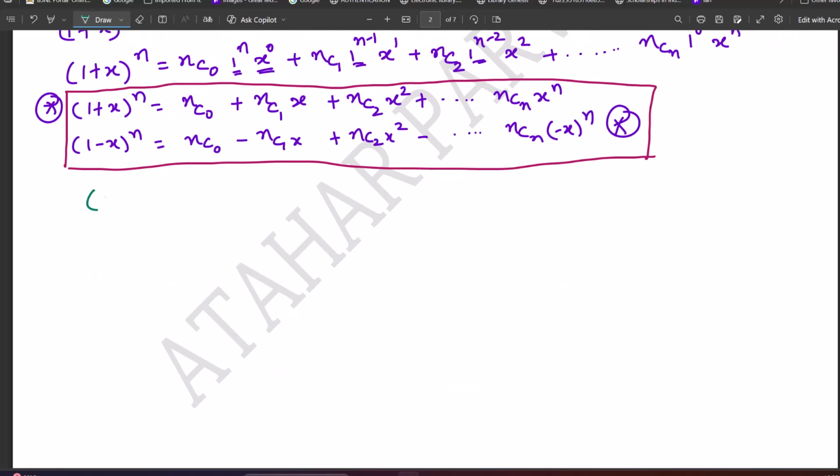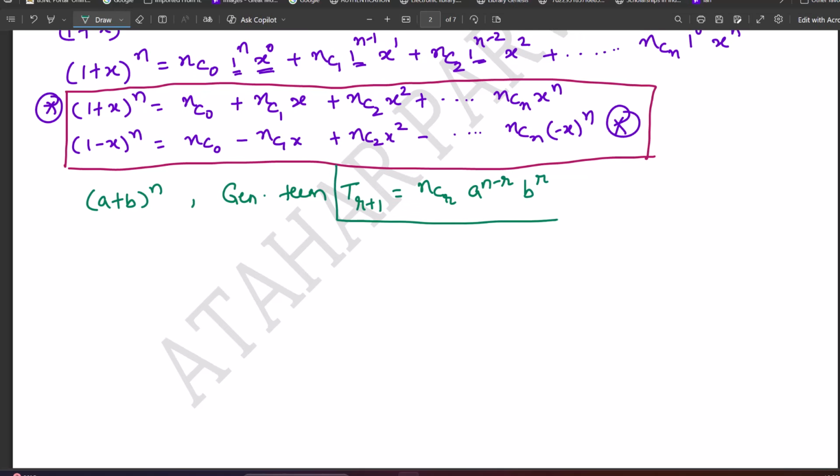Now, in the expansion of (a + b) to the power n, there should be some general term, right? Because we are talking about the expansion, like how we used to do in arithmetic progression. Something was proceeding, so we have the number of terms there, we have the general term there, right? So for this general term, the notation is T(r+1). The formula is nCr a^(n-r) b^r. So this is the general term for the binomial theorem.